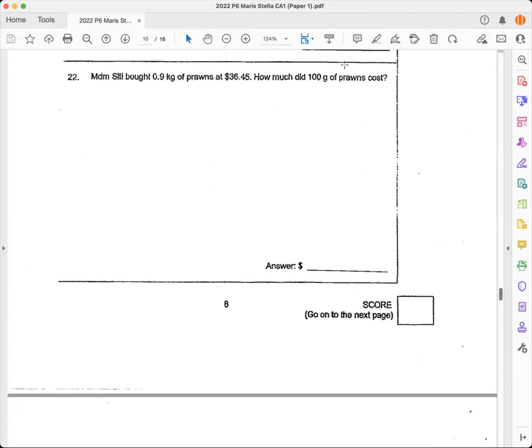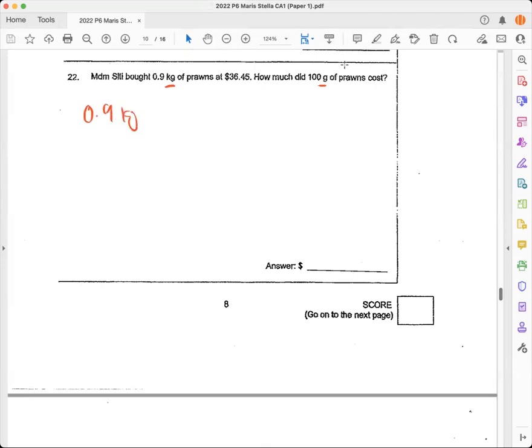So Madam City bought 0.9 kilogram of prawns at $36.45. How much did 100 grams of prawns cost? So look here, this is in grams, this is in kilograms. Always work on one unit. Don't work on two different types of units. So I will work on the grams. I will not work on kilograms because there's decimal if I work on kilograms. So I prefer not to work on decimal. So everything I convert to grams.